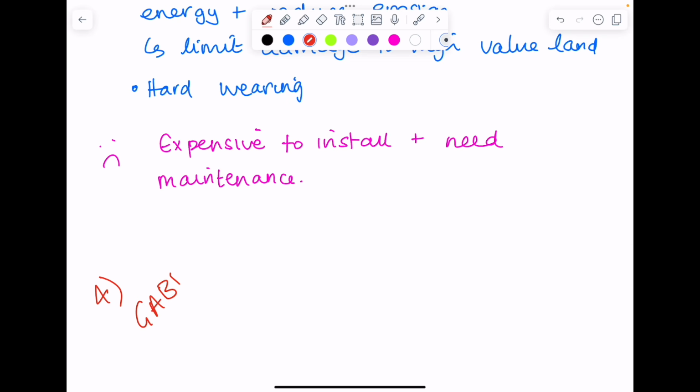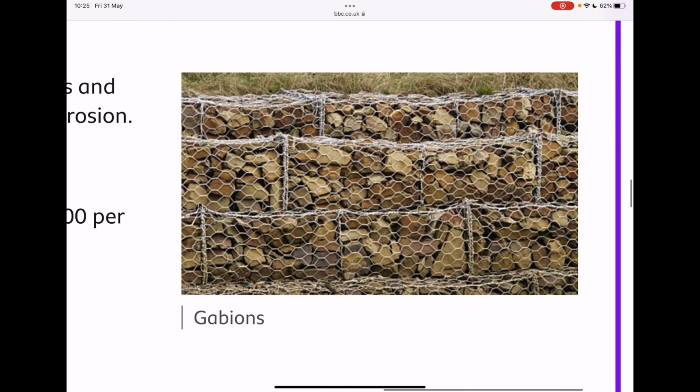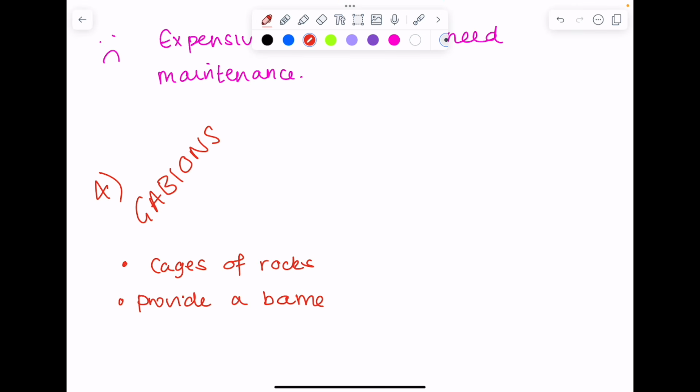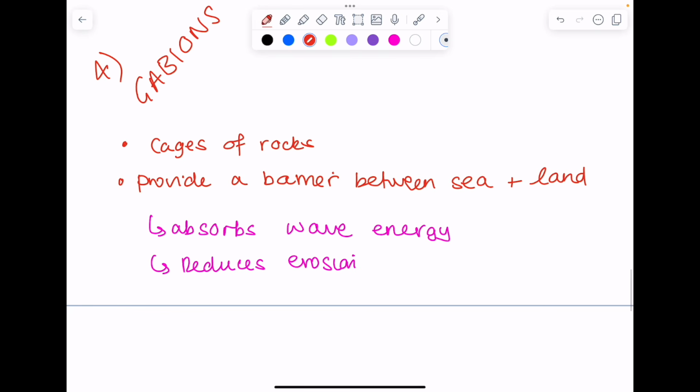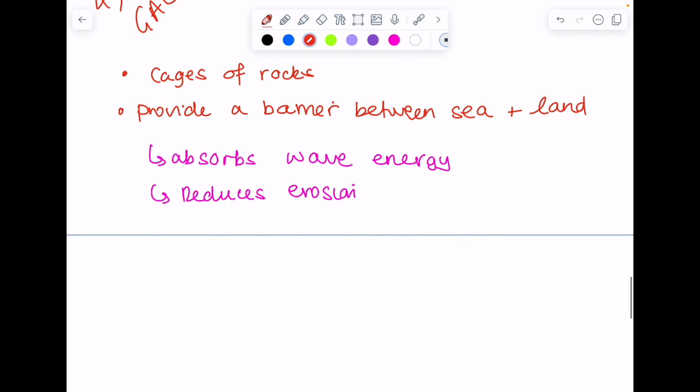Gabions. Now here's a gabion. You can see that a meshwork is created, usually out of steel, and that these will contain rocks. Again, the thought process behind this is that it will help absorb the wave's energy and prevent erosion. So they'll absorb wave energy, reduce erosion. They're cheap and easy to build, but a lot of people find them aesthetically unappealing.